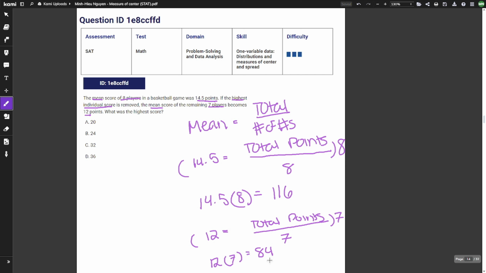Now, we know we got this number of points, which is 84, by subtracting the highest score from this number of points. So that means that 116 minus x, which is the highest individual score, is equal to 84. And now, to find the highest score, all we have to do is solve for x. And you could solve for x, but really it's just 116 minus 84, which is equal to 32. So our answer is C.